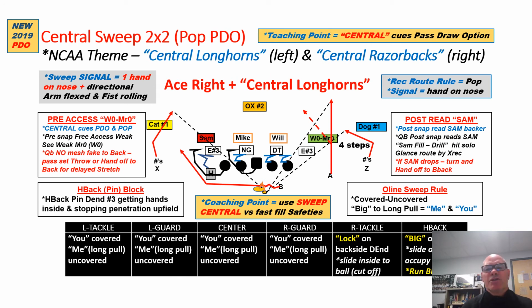We can also do this with pin and pull sweep, which is great because with the pullers getting deep, you're not going to get them downfield, even if we go to a throw right away. So again, same sequence. We're going to go ahead and hand on the nose. We just would give the longhorn signal for pin and pull sweep to the left.